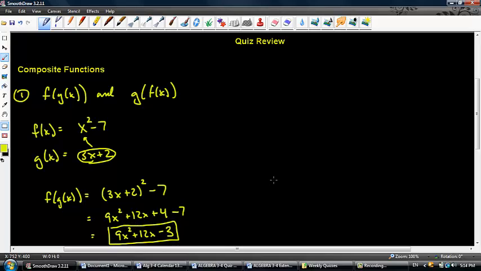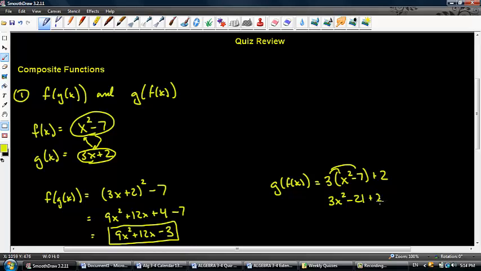If I was going to find g of f of x, they're going to reverse positions. f of x is now the inner function, which means x squared minus 7 is going to go into 3x plus 2. So it's going to be 3 times (x squared minus 7) plus 2. Now I just distribute in. I get 3x squared minus 21 plus 2, which simplifies further into 3x squared minus 19. And that's my answer.